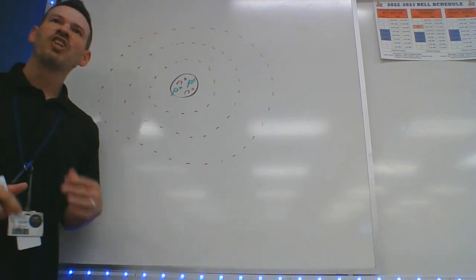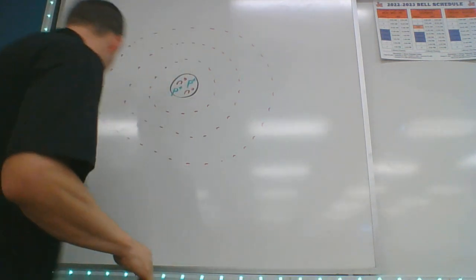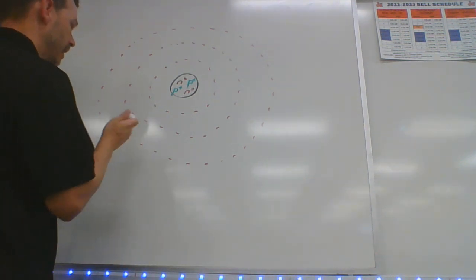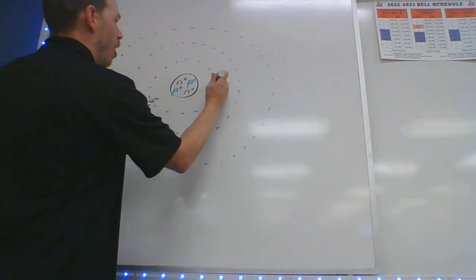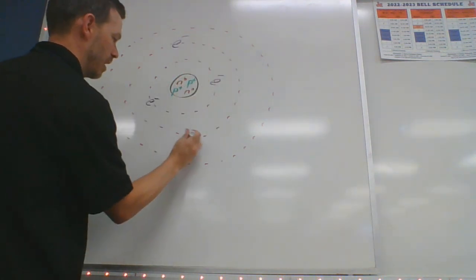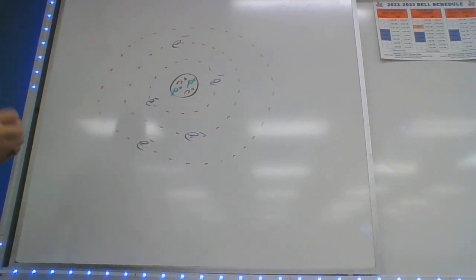But it's these circular pathways where electrons live. So here's my exciting electrons that are on the outside of the atom.